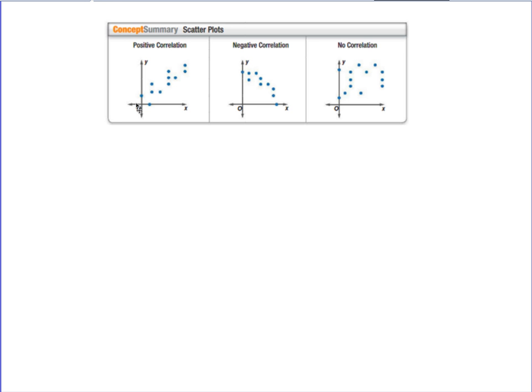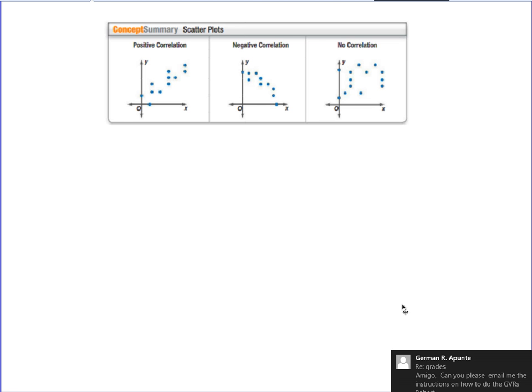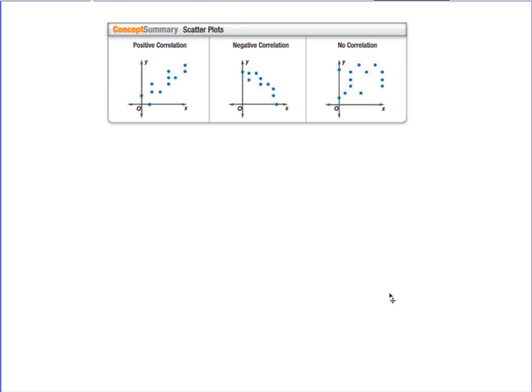All right, this picture in the middle here is a negative correlation. So as the X values get bigger, the Y values get smaller. An example of this might be the number of assignments not handed in and your grade. As you have more and more assignments that are not handed in, your grade would go down.